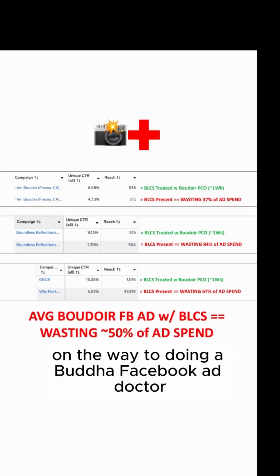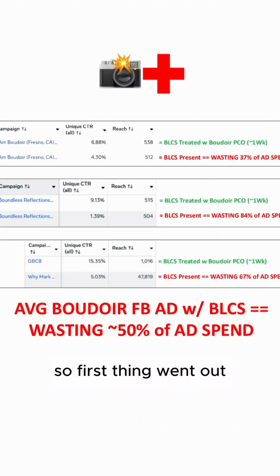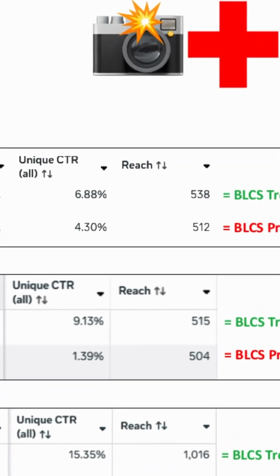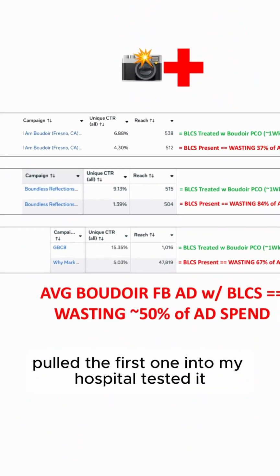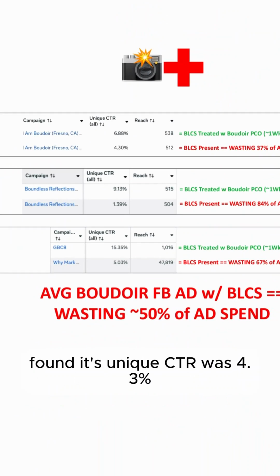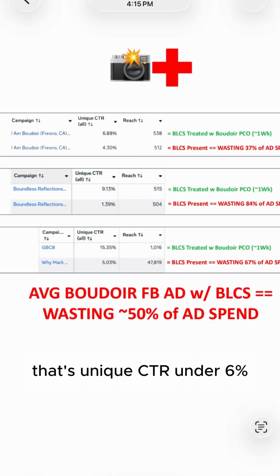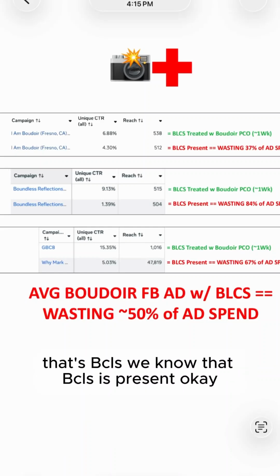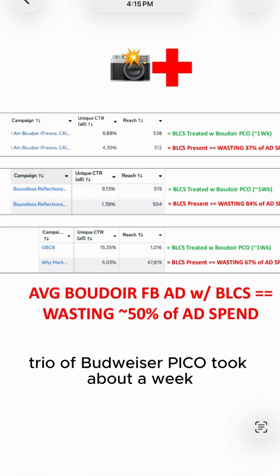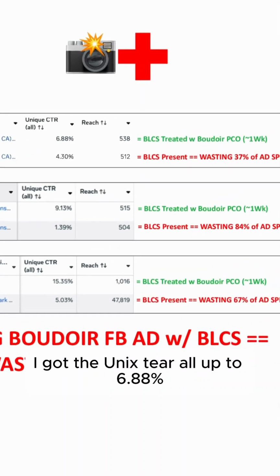on the way to doing Boudoir Facebook ad doctor. So first thing, went out, found some Boudoir Facebook ads out there, pulled the first one into my hospital, tested it, found its unique CTR was 4.3%. That's unique CTR under 6%, that's BLCS. So we know that BLCS is present, okay. So duplicated it, treated it with Boudoir Pico, took about a week, got the unique CTR up to 6.88%.